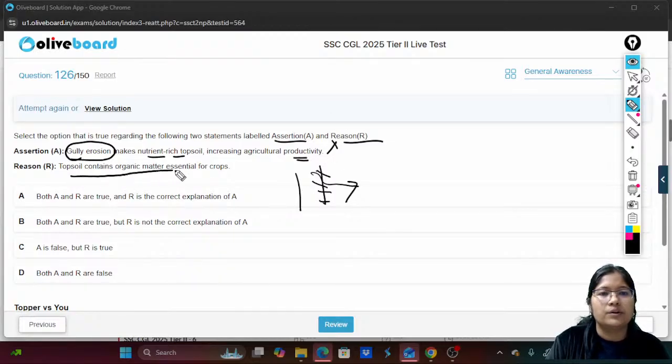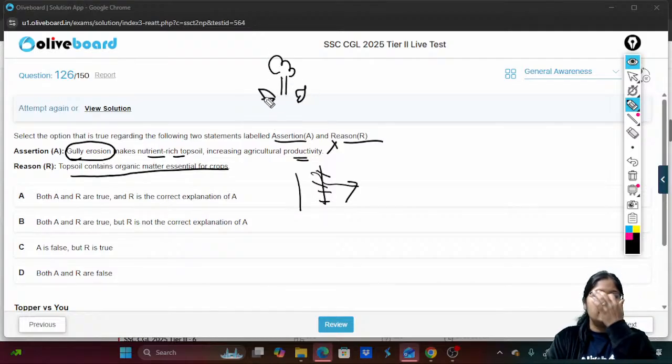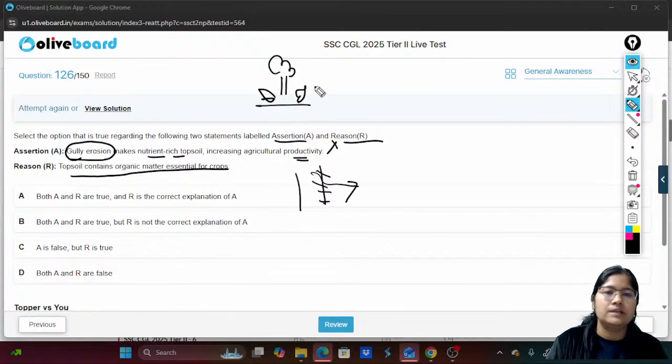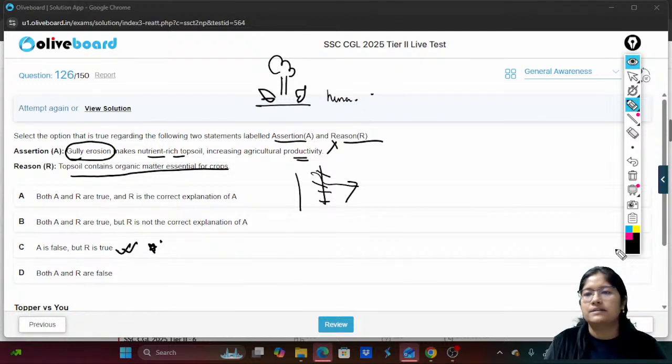Topsoil contains organic matter essential for crops. If the leaves fall down here on the ground, then it will form a layer of organic material on top of the rest of the things. It will also form humus, etc., based on the climate. So B is true, but A is false. A is false, but R is true. So C is the correct answer here.